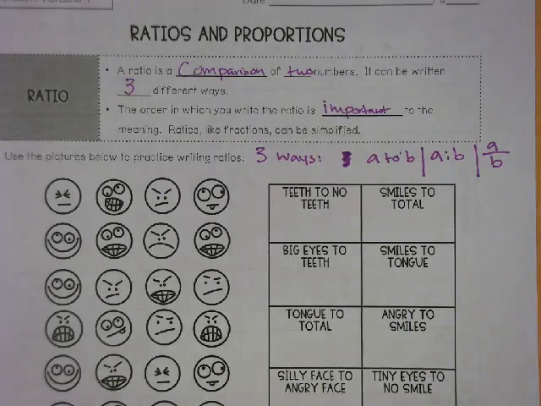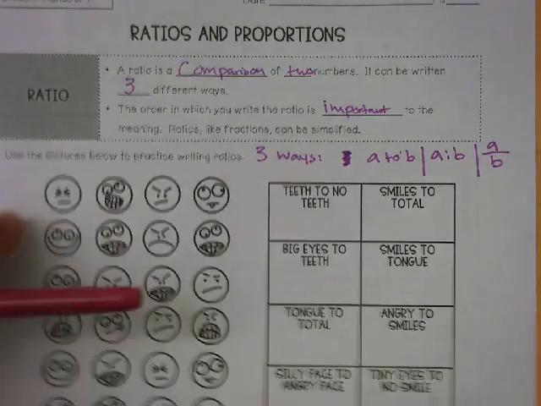It can be written three different ways. The most popular way we write a ratio is a fraction. The order in which you write the ratio is important to the meaning. So it's important to know what's your numerator, what's your denominator, what goes left, what goes right. And ratios, like fractions, can be simplified. So here are the three ways to write a ratio.